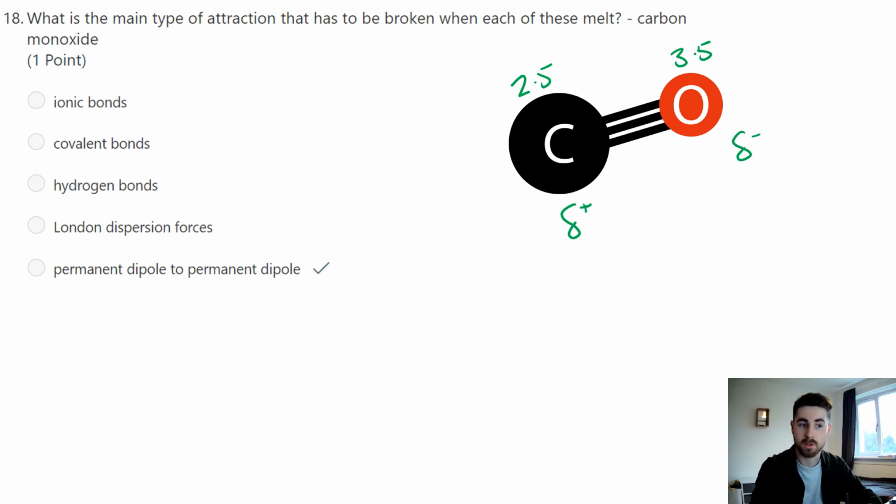So the interaction between different carbon monoxide molecules is going to be a permanent dipole to permanent dipole interaction. We have a permanent dipole within the molecule, so it can't be London dispersion forces only, because we've got a little bit of a stronger interaction than that. Ionic bonds are present in ionic compounds. We have a covalent molecule. Covalent bonds are not broken during melting unless you have a covalent network. And we don't have any OH, NH or FH groups, so it can't be hydrogen bonding. So the answer is permanent dipole to permanent dipole.